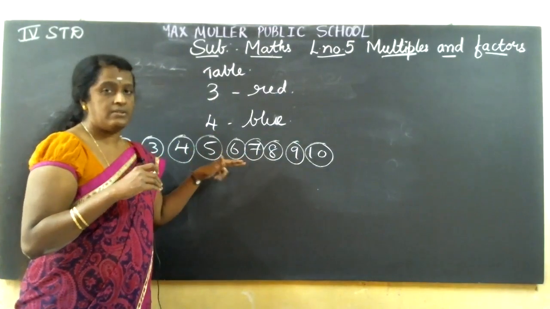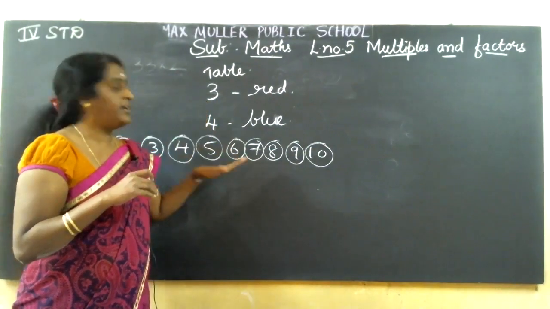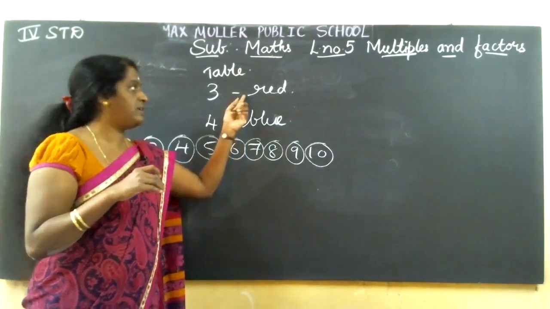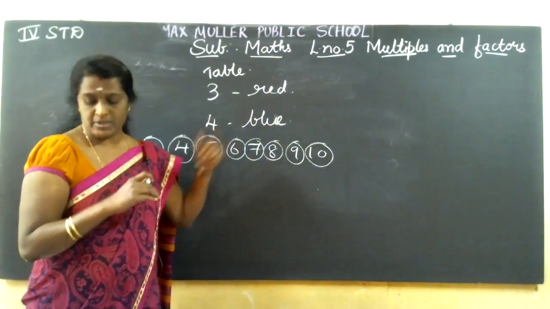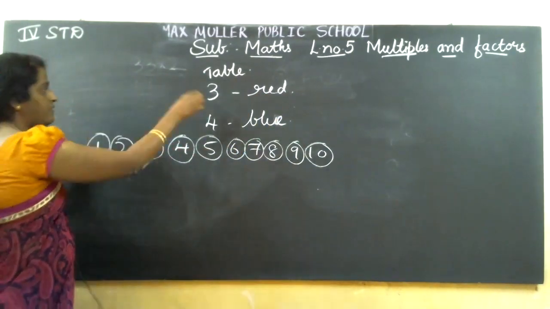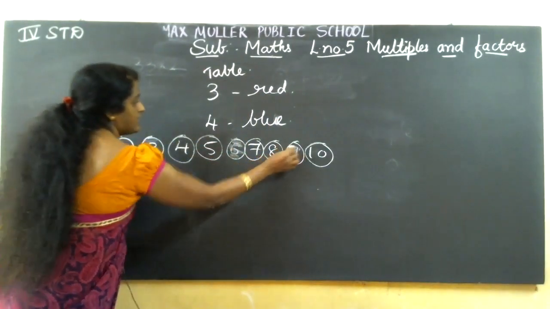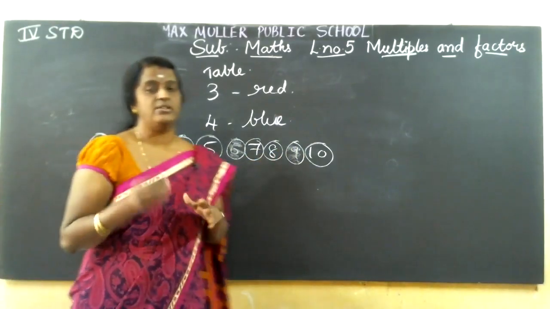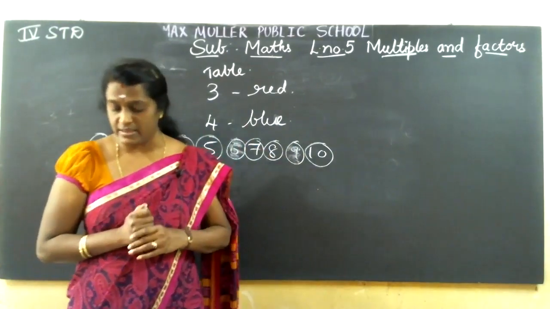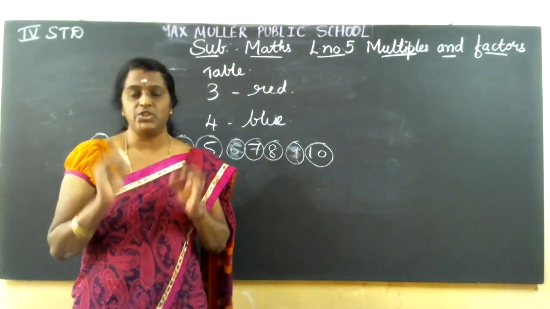The answers that come in the table are the multiples. Color all the multiples of 3. The answers of the 3 table we call multiples. 3 tables in red color, 4 tables in blue color. Take a color pencil or crayon, don't press hard. 3 ones are 3, 3 twos are 6, 3 threes are 9, 3 fours are 12, which we get, those are multiples. Then the 4 table: 4 ones are 4, 4 twos are 8. Color with blue color.